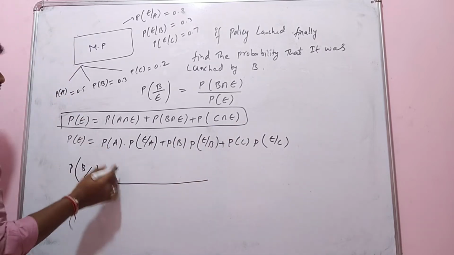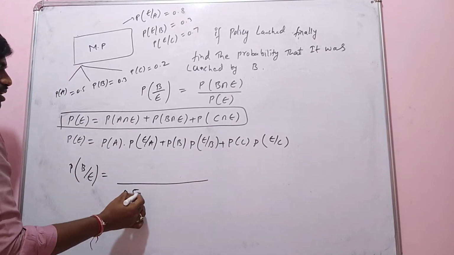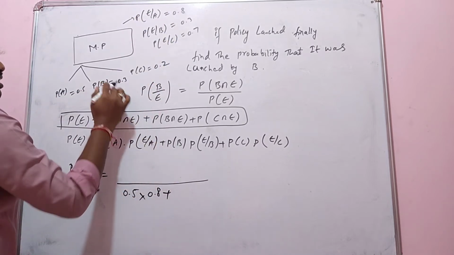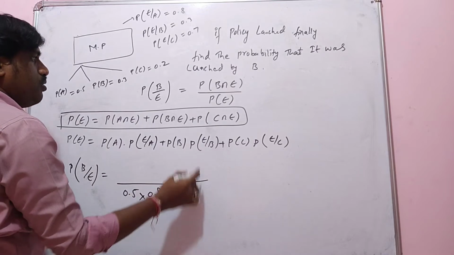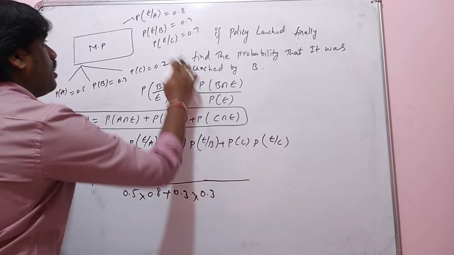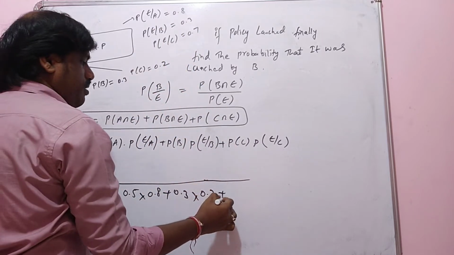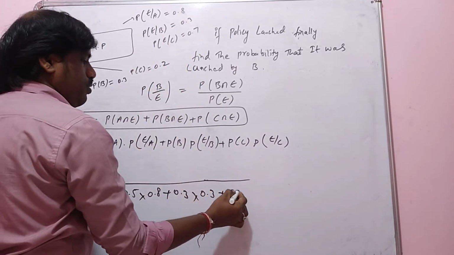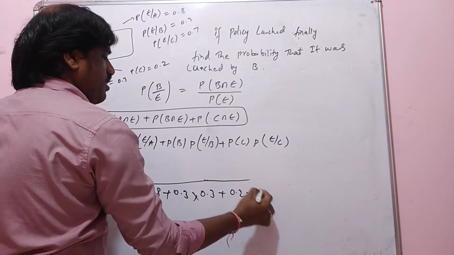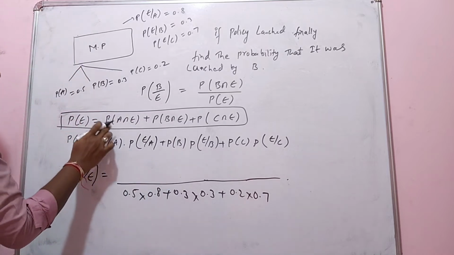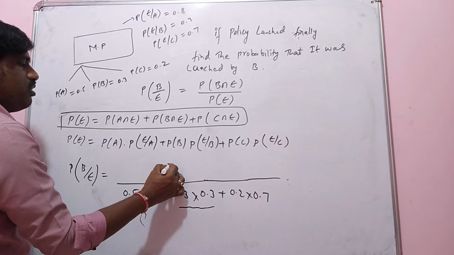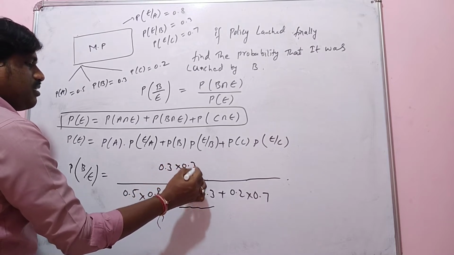So what are the total things here? 0.5 into P(E|A), that is 0.8, plus 0.3 into P(E|B), that is 0.3. Look there, P(E|B) is 0.3. Plus the probability of C, 0.2, into the probability of E when C already happens, 0.7. And here it is said specifically about B, so only this B should come on the numerator. That is the answer.